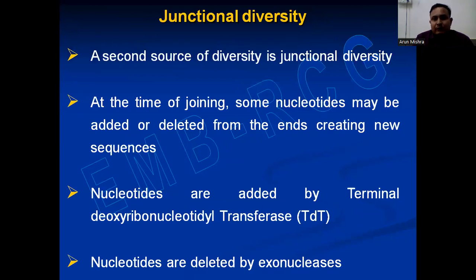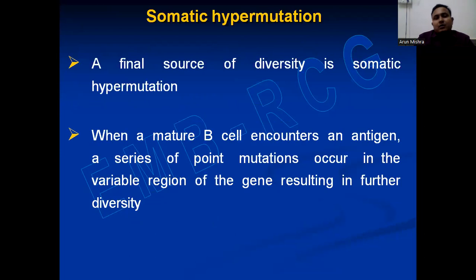Junctional diversity is a second source of diversity. At the time of joining, some nucleotides may be added or deleted from the ends, creating a new sequence. Nucleotides are added by terminal deoxynucleotidyl transferase, or TdT, and nucleotides are deleted by exonucleases. The third one is somatic hypermutation.